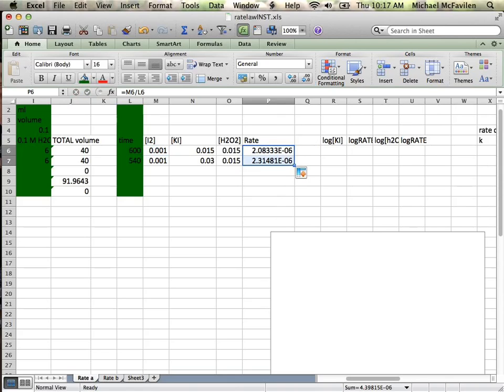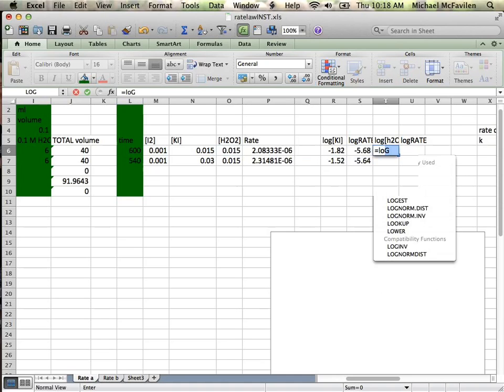Okay. To get our orders, we need the logs of all of these values. The way I've got this set up is the log of KI. So again, calculation, the log of KI, close parentheses, again, click and drag, log of rate, click and drag. Okay? I could go through and do that for the log of H2O2, and you've noticed I've repeated the calculation for the log of rate. Just because that's there, I'll do it.